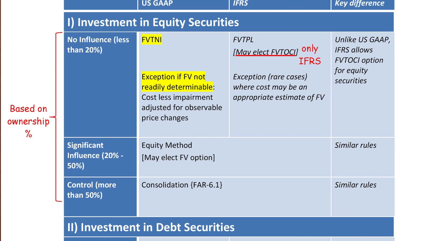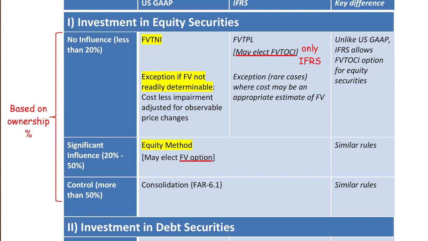So guys, we've looked at accounting for investments where the investor has no influence and generally we're talking about ownership percentage less than 20%. However, if the investor has significant influence, you could talk about ownership percentage ranging from 20% to 50%, then the investor accounts for that investment using the equity method. And the investor may elect the fair value option.